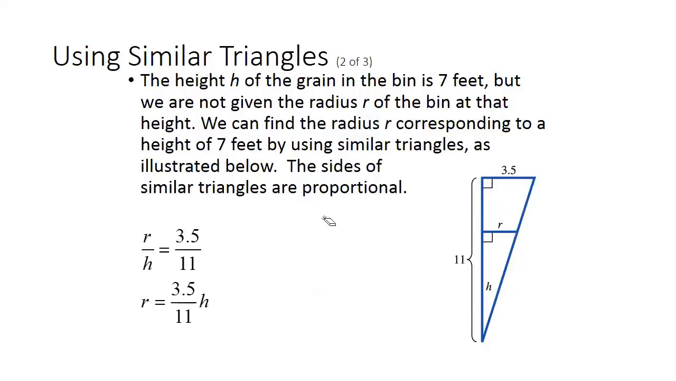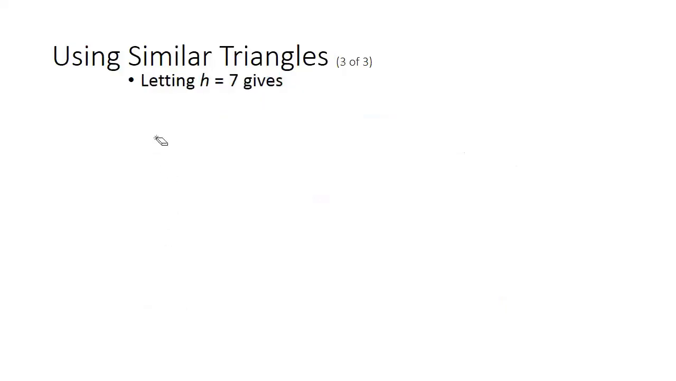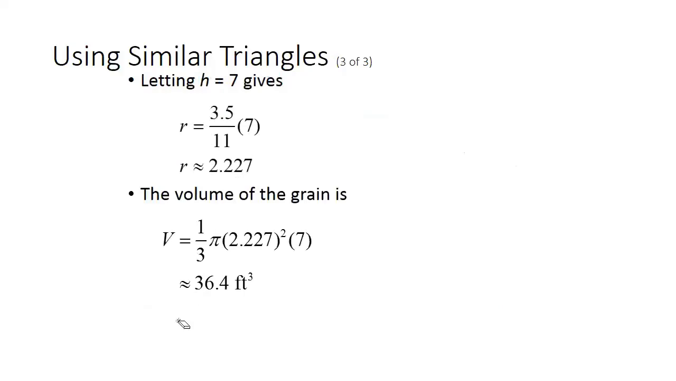If you look at this, R over H is equal to 3.5 over 11. Okay, we can use a proportion, and then go ahead and solve for R by multiplying both sides by H. And then from there, we just substitute the values and we can solve for R. And then once you find the radius, you can go ahead and solve for the volume.